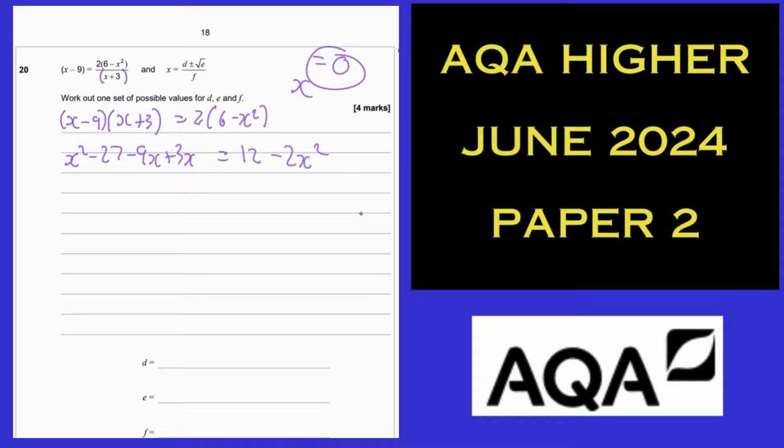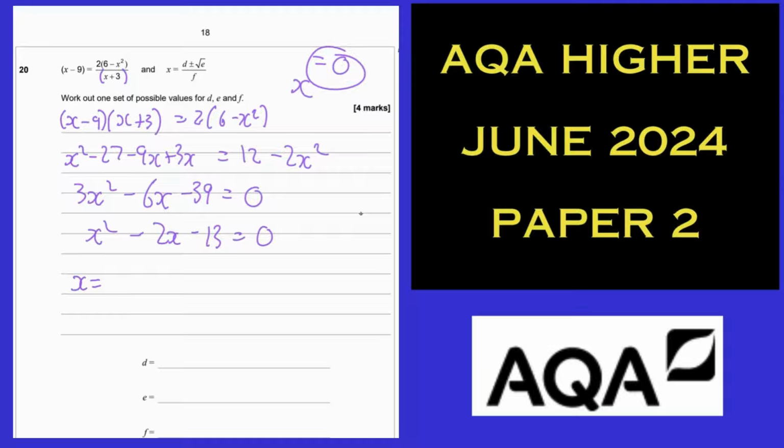Keep your x squared positive. So I'm going to add 2x squared to both sides, simplifying the x's. And we've got a minus 27. We've got to take away 12. Oh look, 3 times table. We divide everything by 3, including the 0. Then quadratic formula.